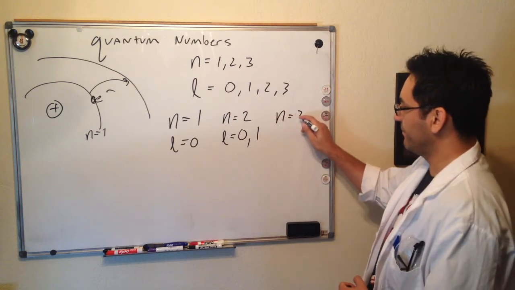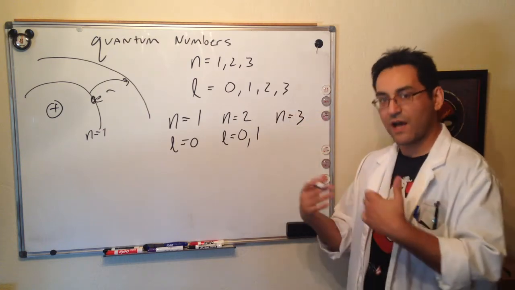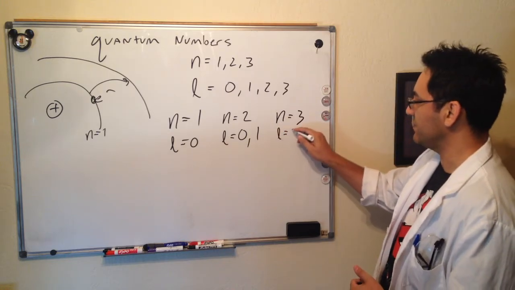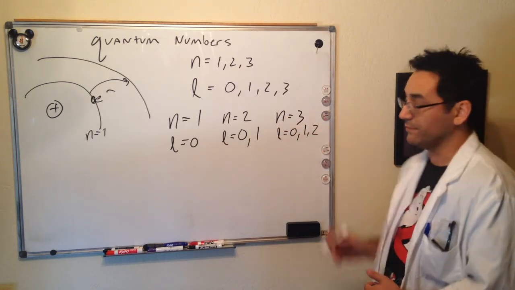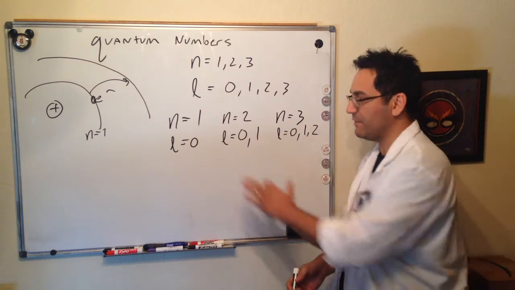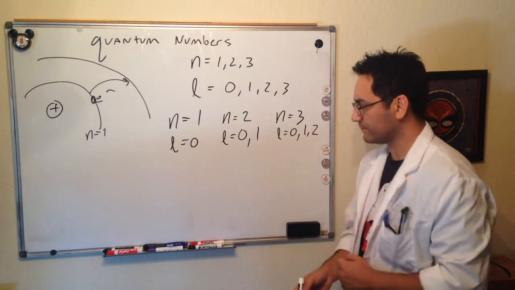N equals 3. We can have everything up to this number minus 1. So that means L can be 0, 1, or 2. So again, once you know what your n is, you can figure out what your L's are.